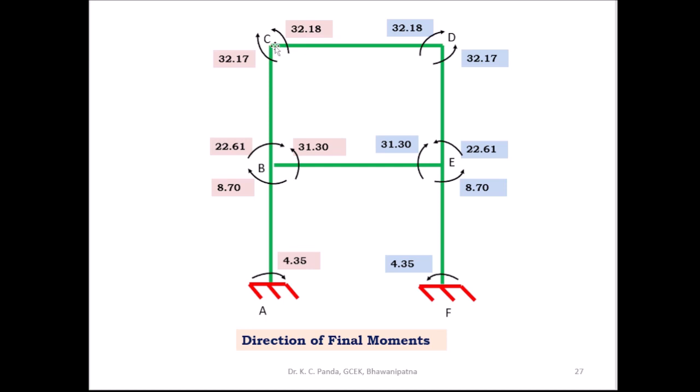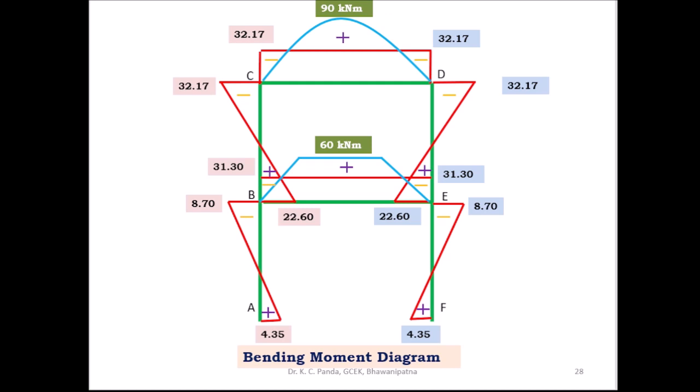Due to the UDL present on the horizontal member CD, you can draw the free bending moment diagram. The free bending moment diagram is parabolic, and you can find the maximum free bending moment value, that is WL square by 8. Here the load on this horizontal member CD is 30 kilonewton per meter, and the length is 6 meter. So WL square by 8 is 30 into 6 square by 8. So the free moment, or the positive moment, is 90 at the midpoint of the top horizontal member.